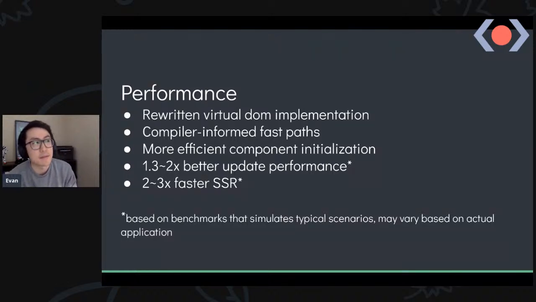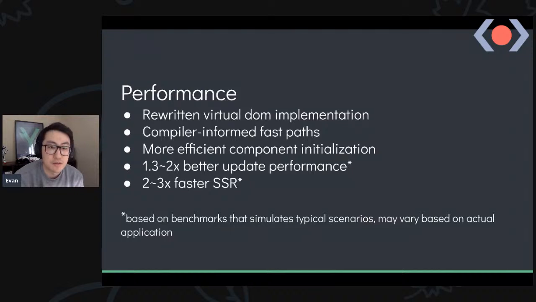That is to say, typically, if you spend 100 milliseconds updating something in Vue 2, you'll probably see 70 to 50 milliseconds in Vue 3. Server-side rendering is also a lot faster. The new server-side rendering compiler compiles the templates into a much more optimized format than Vue 2 as well. So we should also see a 2.3x faster SSR performance.